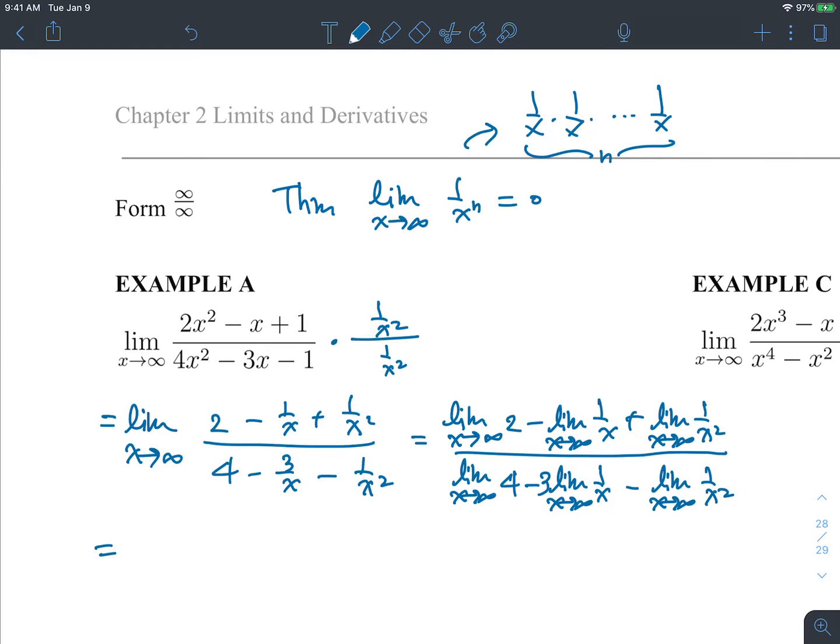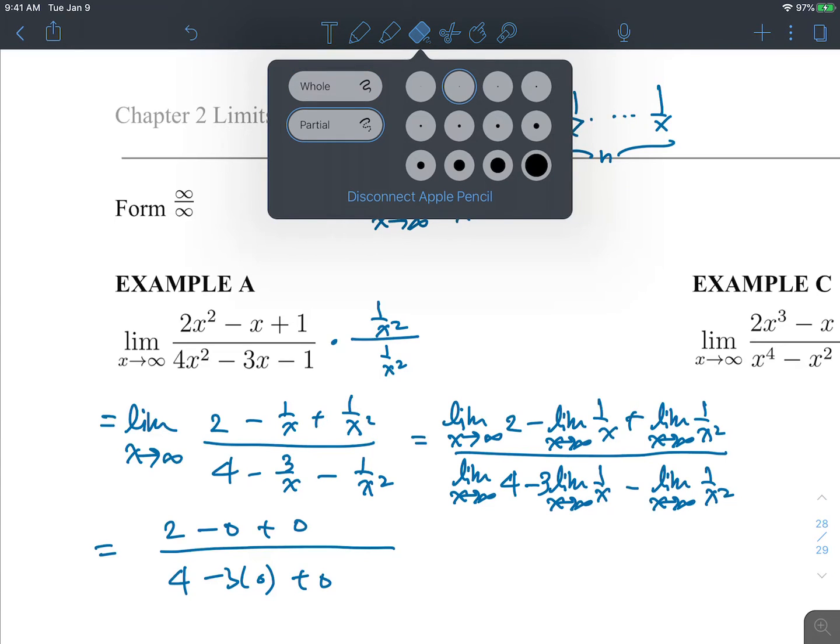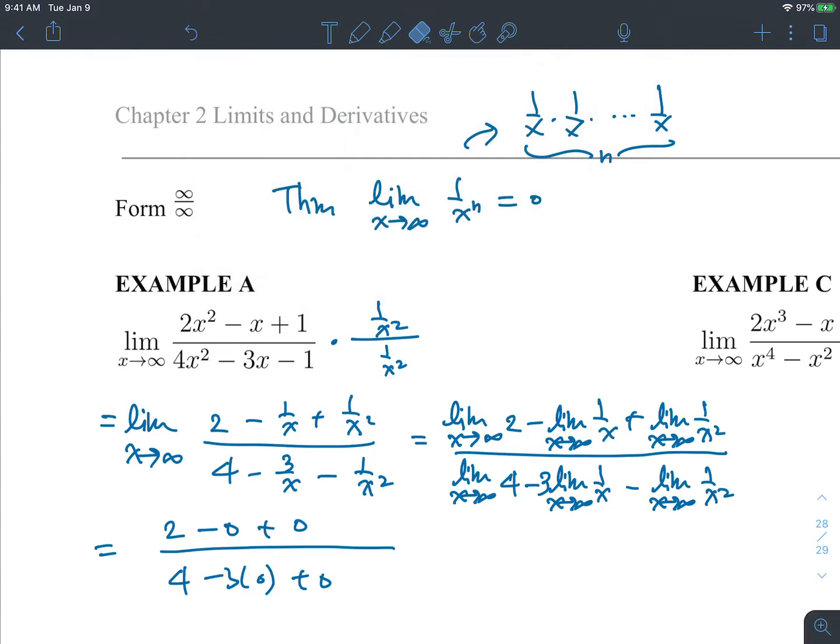Now, we know that the limit as x goes to whatever value of a constant is constant. So that is equal to 2 over 4, minus 0 plus 0, minus 3 times 0 plus 0. So far so good, guys. All right, that's good. So what's that equal to? Answer is, that's right, 1/2.